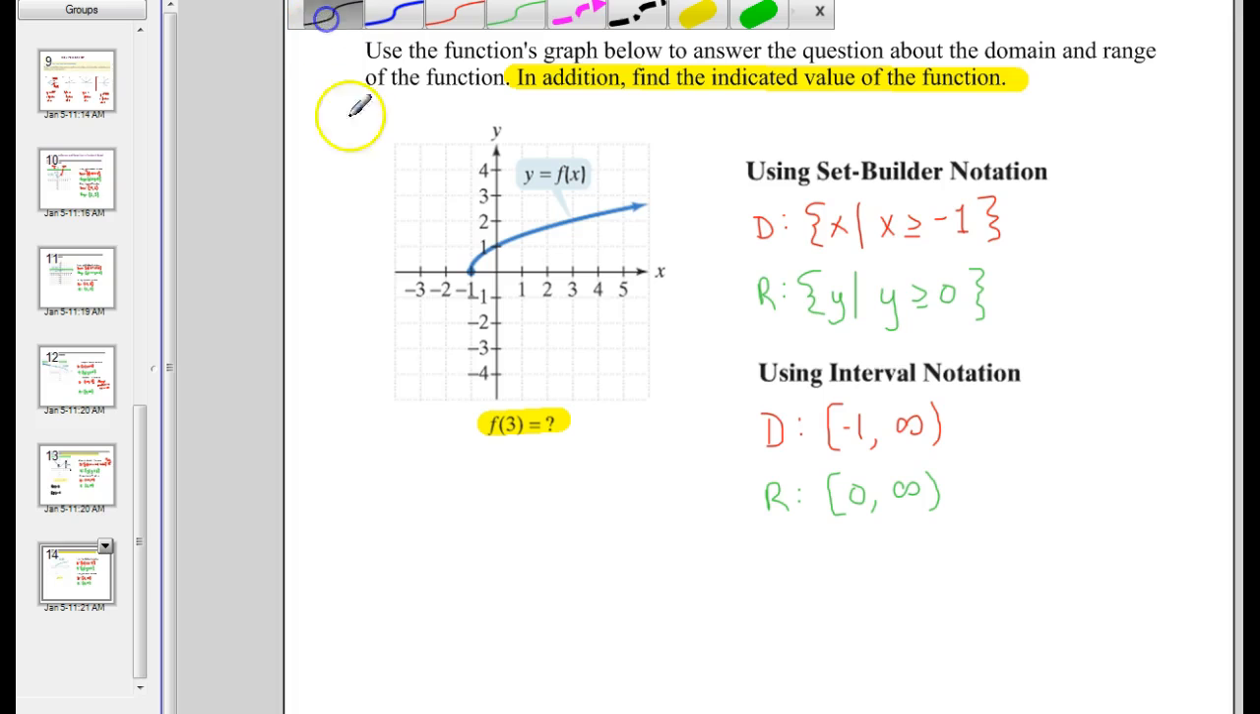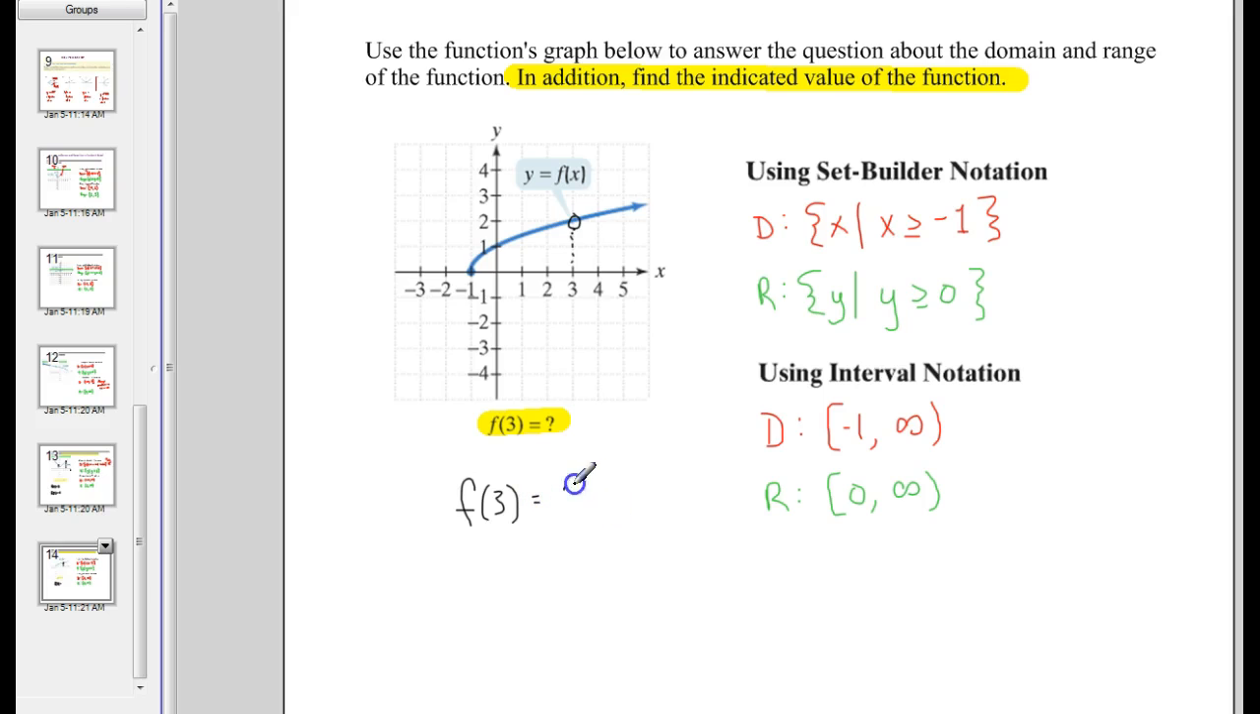Alright, and then f of 3. Here's 3. I go up until I hit the graph. I hit it right there at 2. So f of 3, the y coordinate when the x coordinate is 3, is 2.